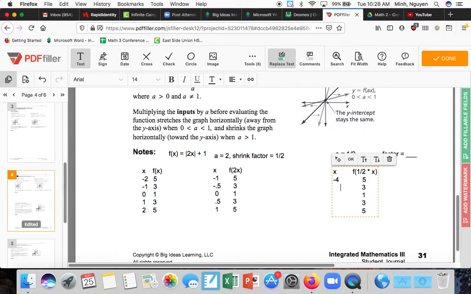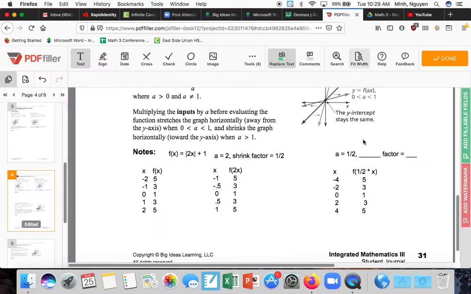What number multiplied by 1/2 gets negative 1? Negative 2. What number multiplied by half gets 0? 0. And then 2 and 4. So looking at this again, we'll look at the graph in a second. Oh, let's just look at the graph now.